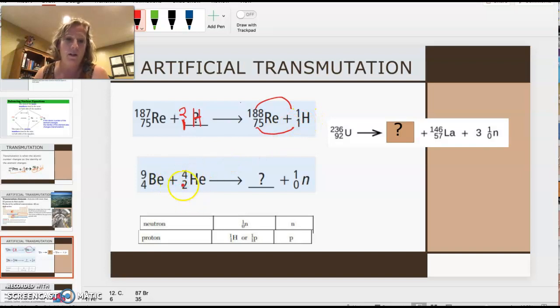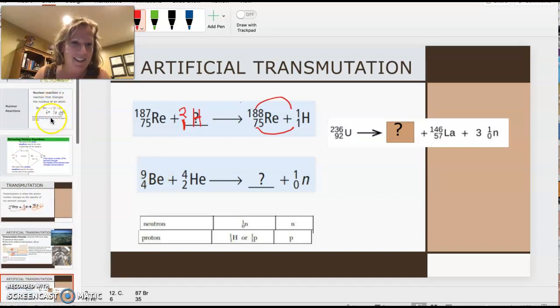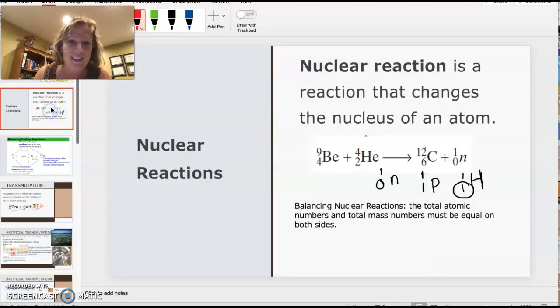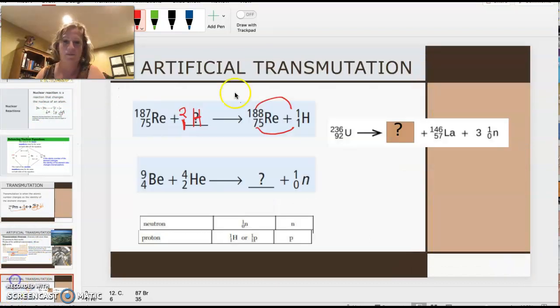Here's another one. So I feel like we did this one. Is this the example I did? Just wait, one second. No, it's not, is it? Okay, it's not.